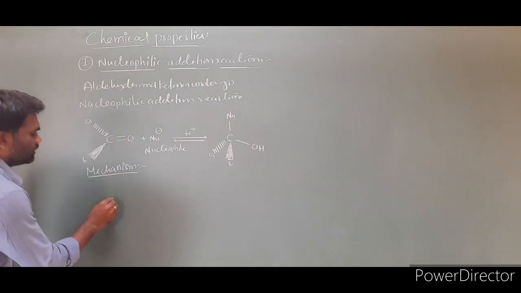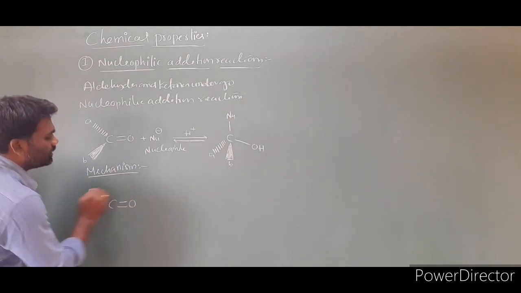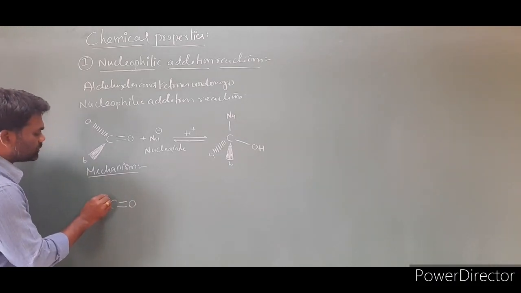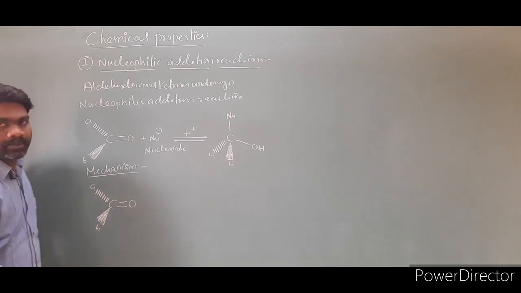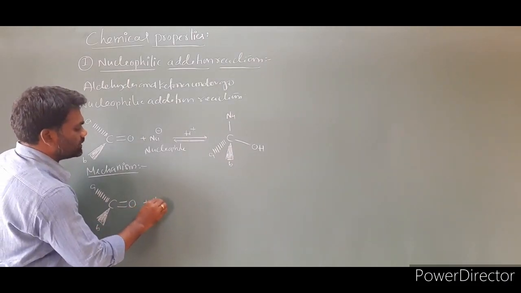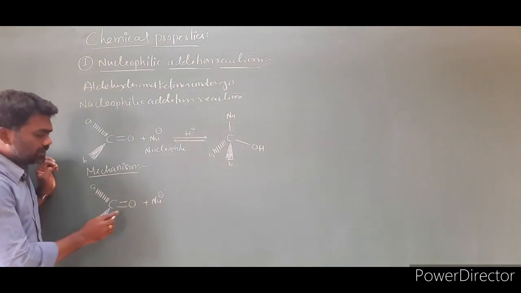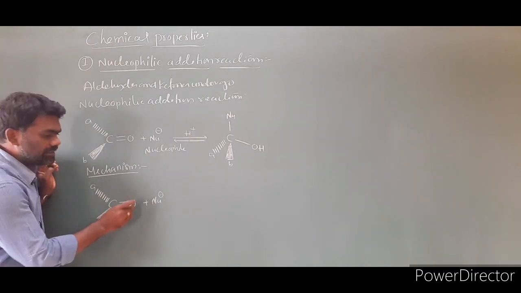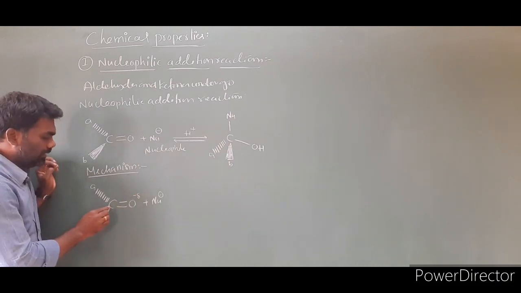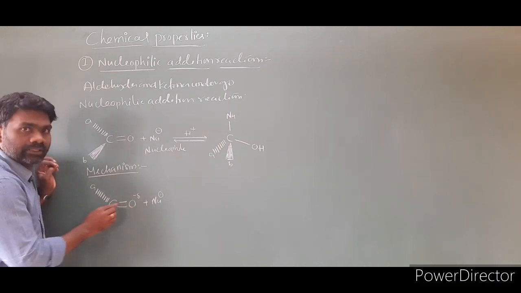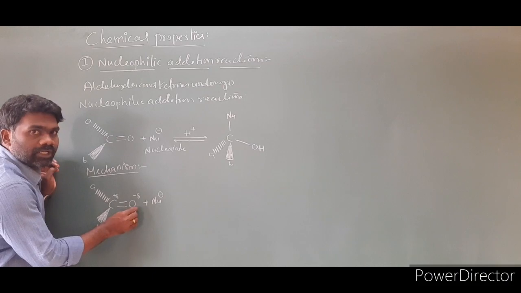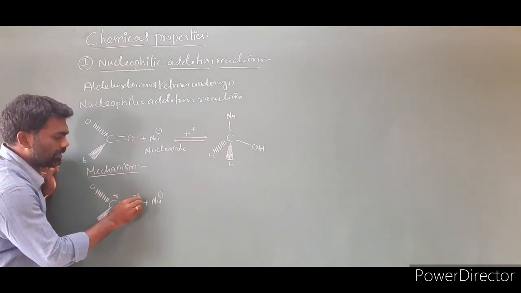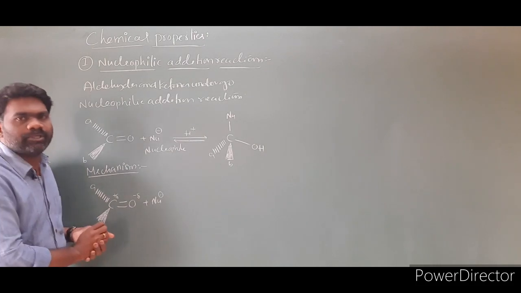In step 1, C double bond O, this is the carbonyl carbon and oxygen, and two groups are attached to it. This is one group and this is another group, B. I am taking the nucleophile with a negative charge, Nu minus. An important point is that oxygen is more electronegative, as a result it will get a partial negative charge. Carbon, compared to oxygen, is relatively electropositive. So oxygen has a partial negative charge and carbon has a partial positive charge.